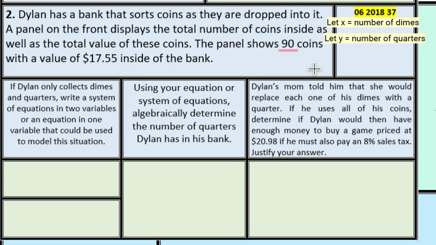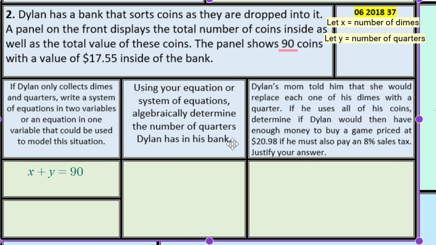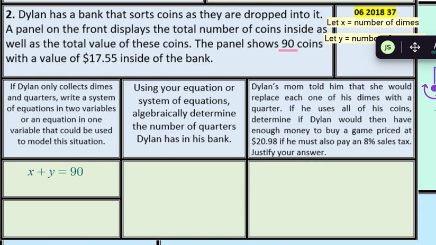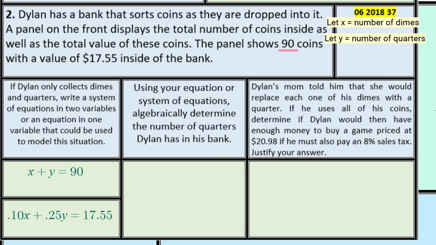The easy equation is the one people forget to write. If I add all the coins together, I get 90. Some of them are dimes, some of them are quarters, so x plus y is 90. Now for the next part, we have to put the dollar amount. How much money does he have? Every dime is worth 10 cents, 0.10. Every quarter is worth 25 cents.